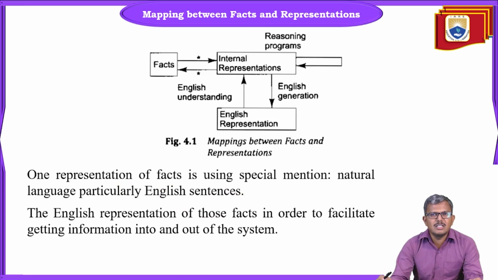So let us try to understand that mapping by using this simple example, this diagram also. This diagram is going to talk about the mappings between the facts and the representations. First, we are having certain kind of facts. These facts we are representing for internal purposes, so we can say it is an internal representation. From the internal representations, we are going to talk even about natural language processing also.